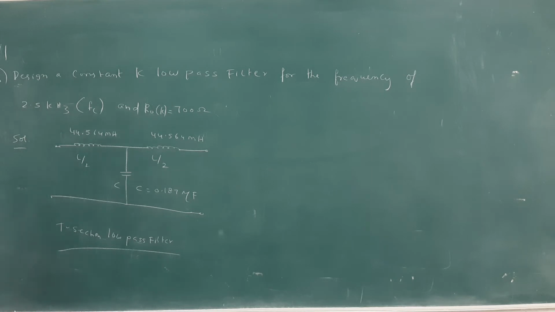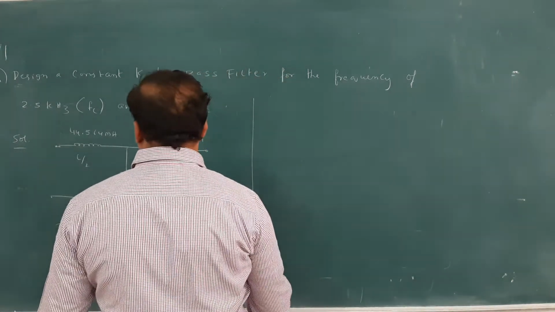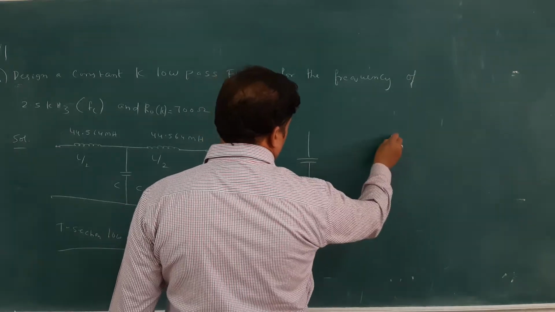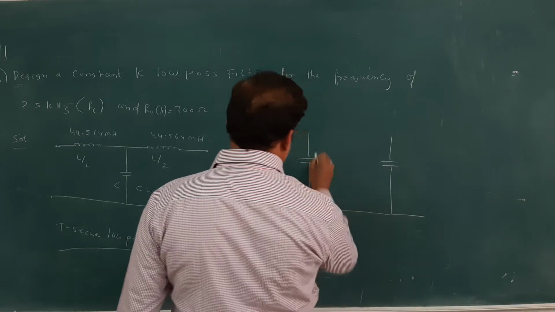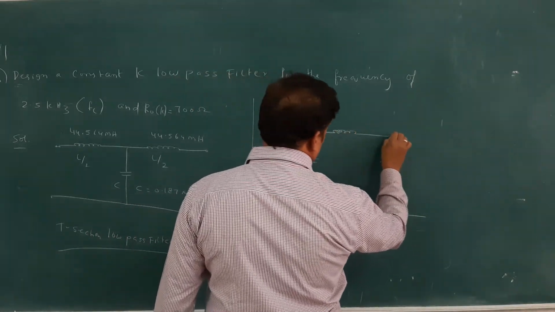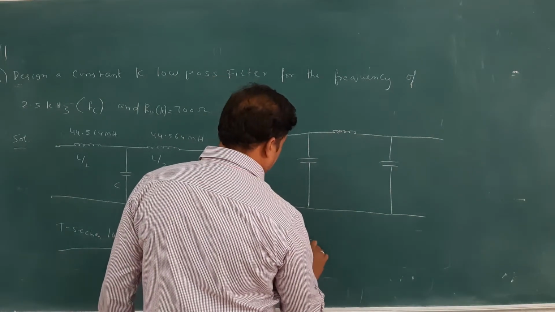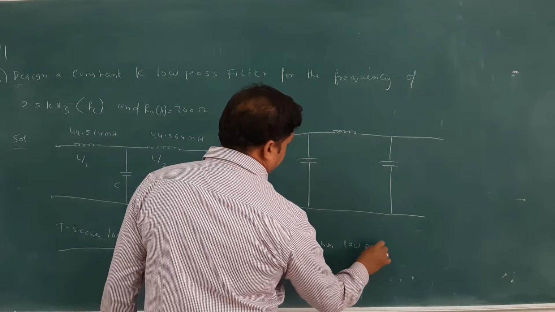Now we will draw the pi section low pass filter. For the pi section low pass filter, you have two capacitors here and one inductor there. You can see here, you have to remember this design. Constant K, pi section low pass filter.